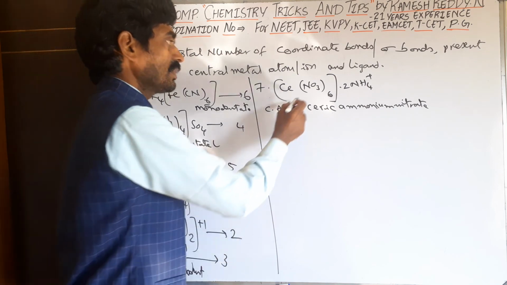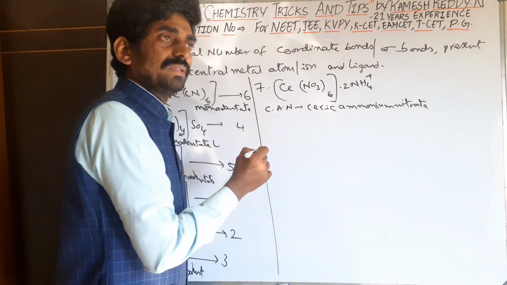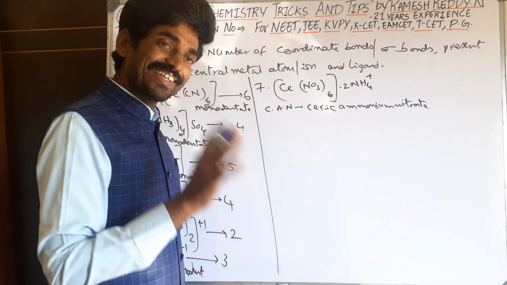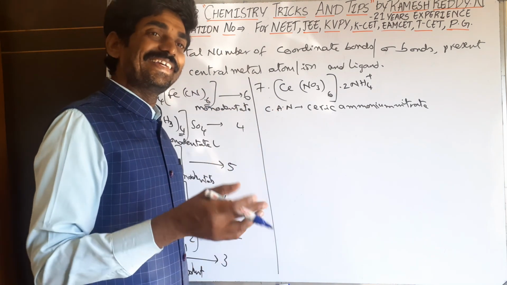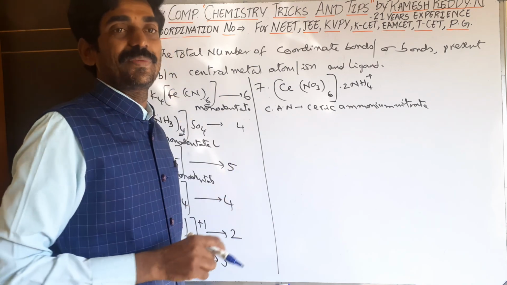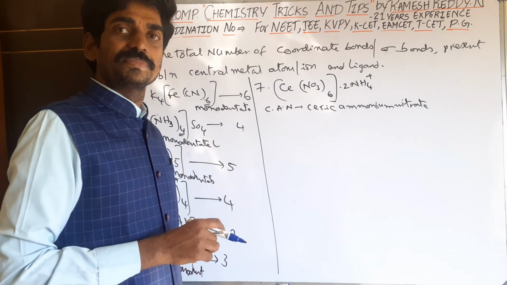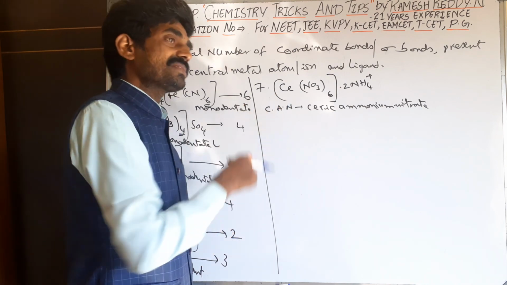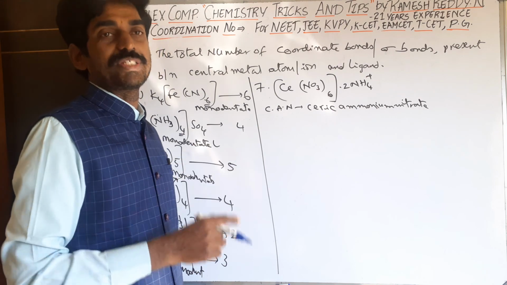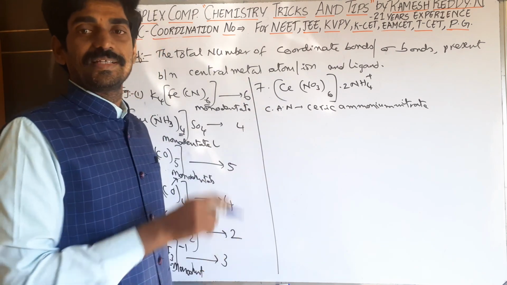Now here, cerium, is it an F block element, right? No, it is a D block element. Generally, students are confused here. Cerium is an F block element. After lanthanum, the elements called lanthanides are from cerium to lutetium. So it is a lanthanide, an F block element.